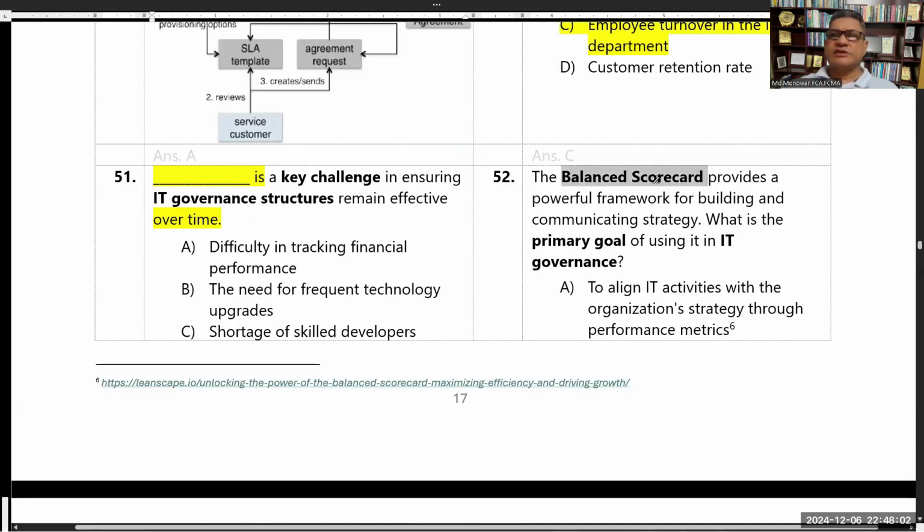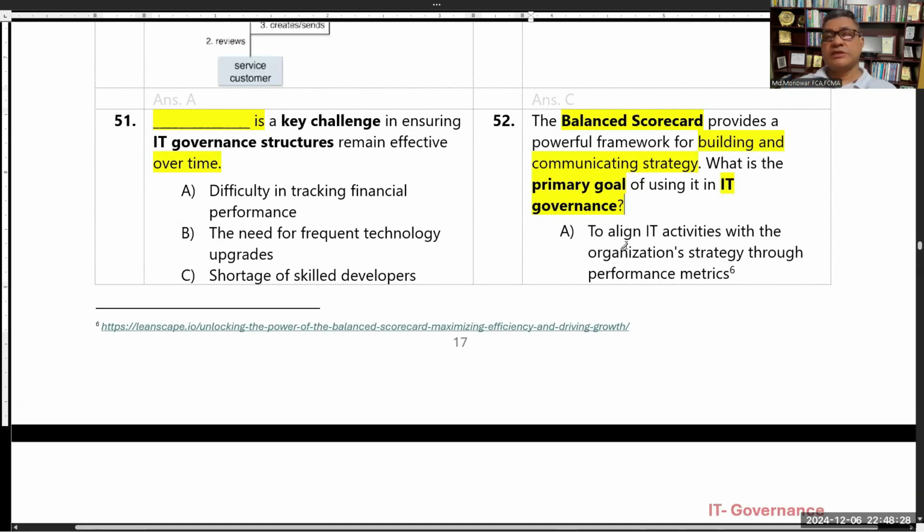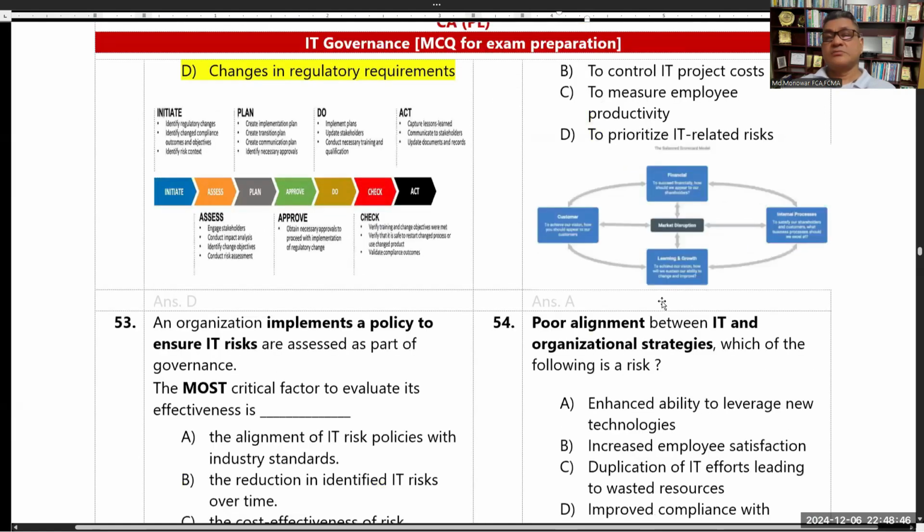The balanced scorecard, we know, provides a powerful framework for building and communicating a strategy. What is the primary goal of using the balanced scorecard in IT governance? The primary goal is to align IT activities with organizational strategy through performance metrics. Answer A. So this is the balanced scorecard.